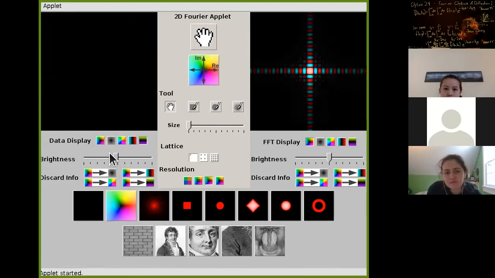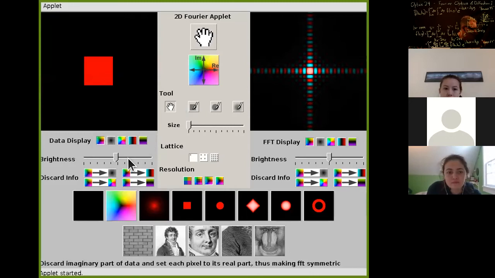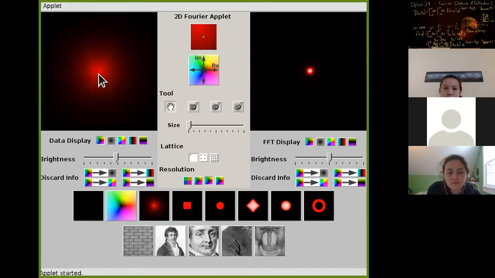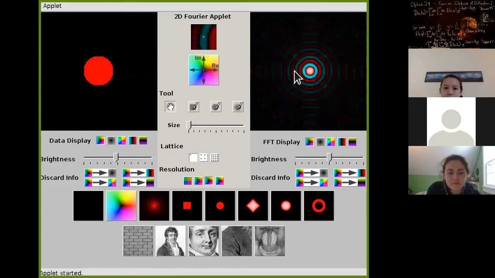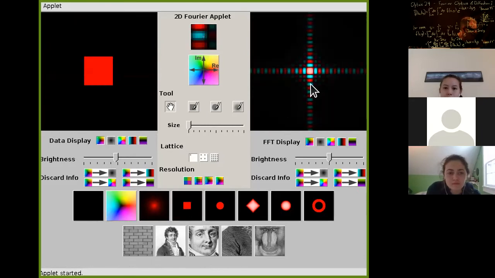Let's try the square. Oh, it's because I was looking at the imaginary part of a real number. That's why it wasn't there. Okay. So the Fourier transform of a big Gaussian is a small Gaussian. Fourier transform of a circle is this kind of bullseye pattern. Fourier transform of a square is this pattern.